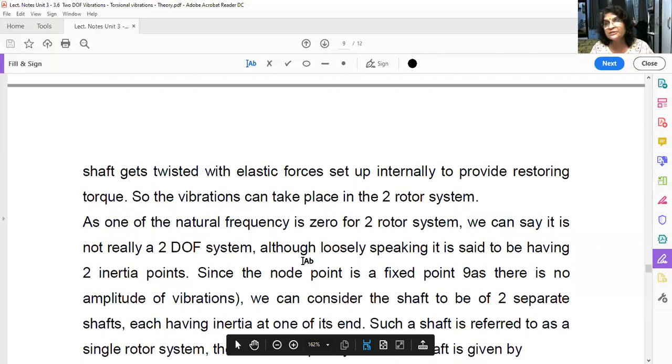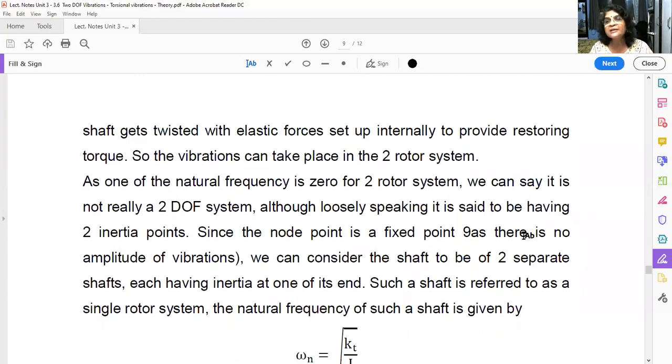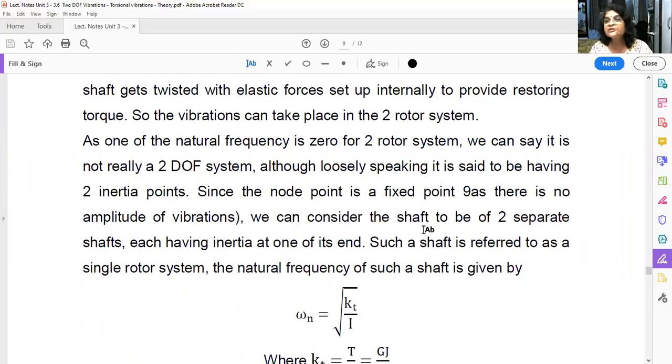So what is the name of this system? We can say that it is a semi-definite system, and we can also say that it is not actually a 2 DOF system. Okay, we can convert it into single DOF system, since the node point is a fixed point, as there is no amplitude of vibrations. Okay, now we can consider the shaft to be of two separate shafts. We can convert two DOF system into two single DOF system.